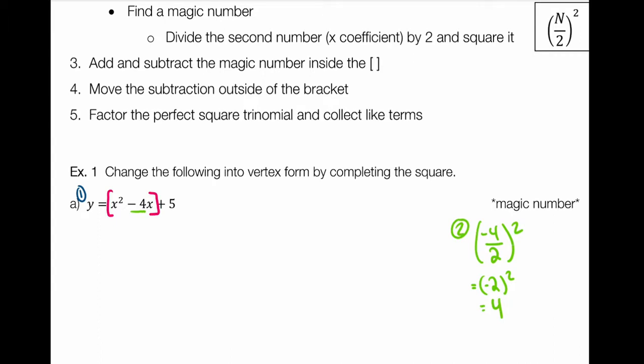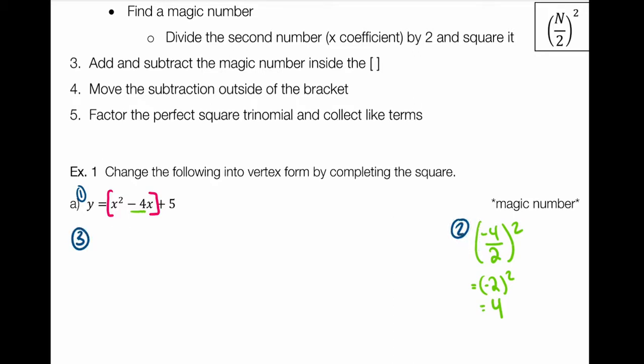You can include the negative, or you don't have to, because in the end, when you square the number, regardless of whether it's positive or negative, it's always going to end up positive. Let's keep the numbers the same.